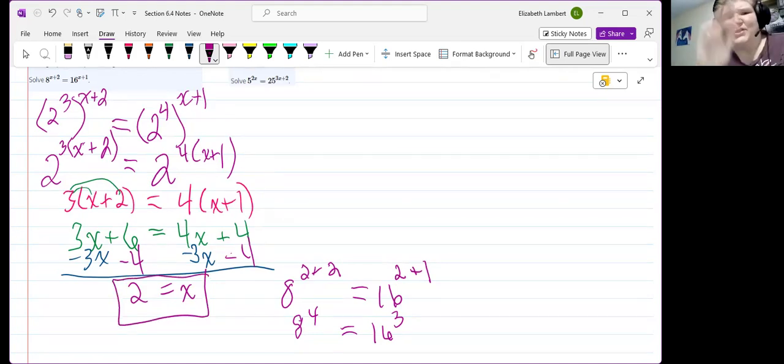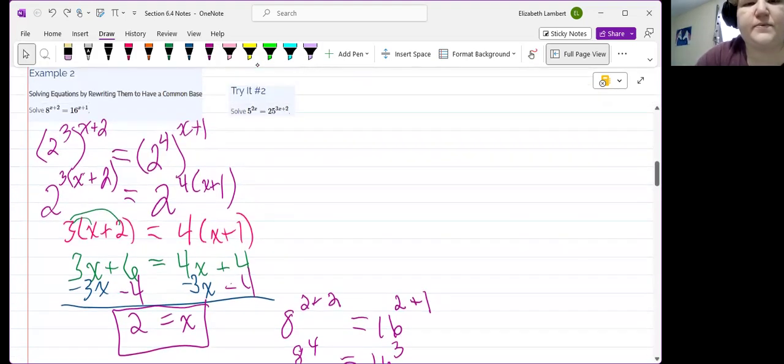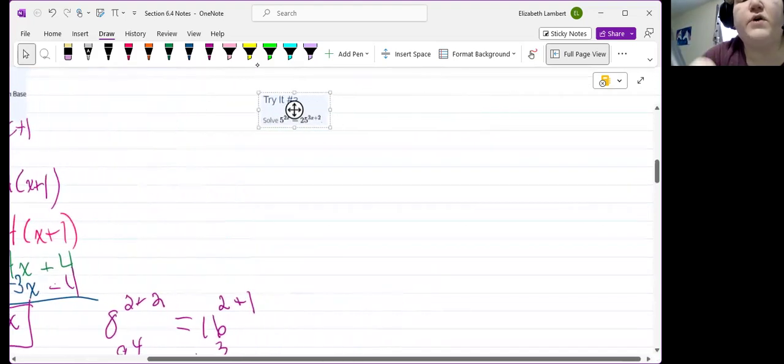Exponential equations, as long as you didn't make a mistake, they tend to work. So if you're running out of time, don't check the exponential or the regular equation, but always check log equations. So we're just going to do this last one here. I'll just move it over here.